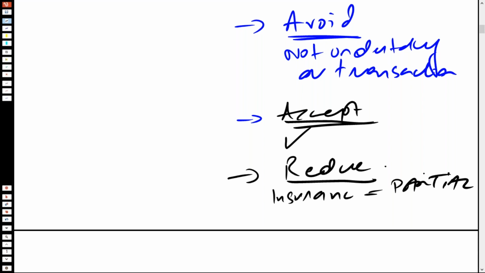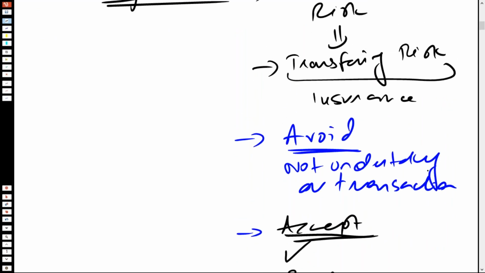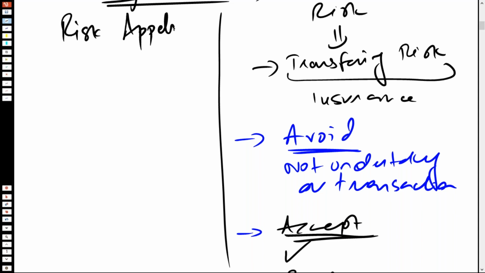We have now understood the basic concept of what exactly you mean by risk, what exactly you mean by uncertainty, and what the different types of attitudes towards the risk are that the organization can have. Now, what exactly are the factors that decide these attitudes towards the risk? That is your risk appetite.